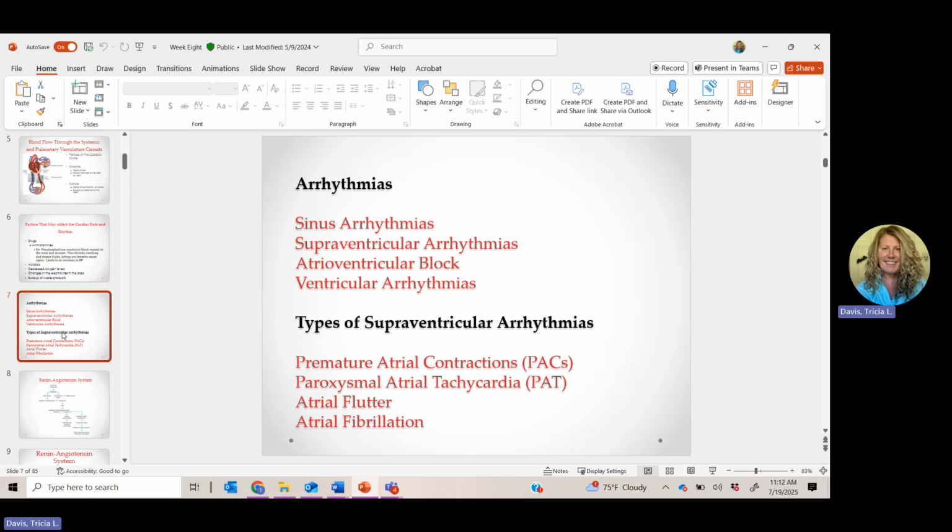So what are some of the arrhythmias that our patients could develop? Thinking of just our arrhythmias, we can have sinus arrhythmias, supraventricular arrhythmias, atrioventricular blocks, and ventricular arrhythmias. Then our supraventricular arrhythmias would be our PACs, which are our premature atrial contractions, our PATs, which are our paroxysmal atrial tach, aflutter, and AFib.